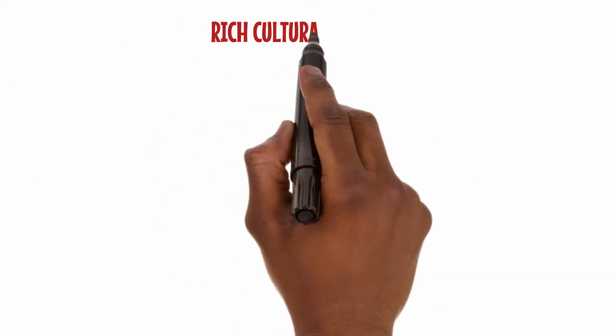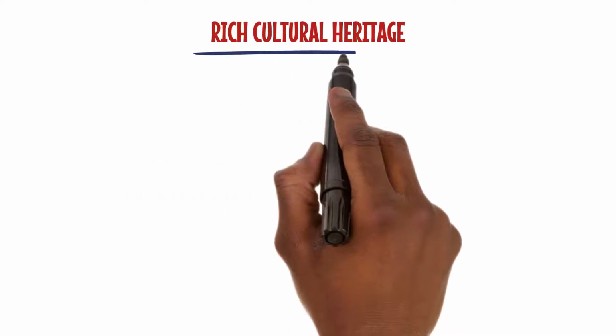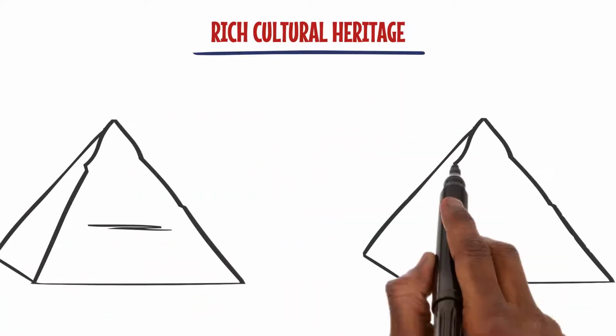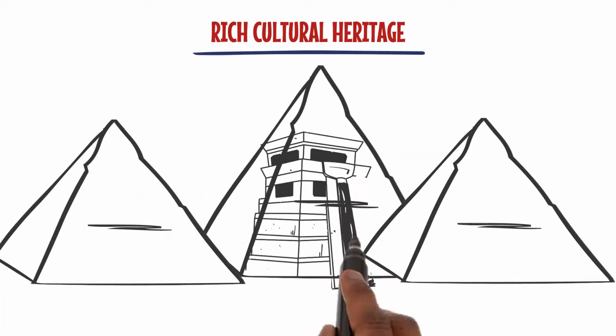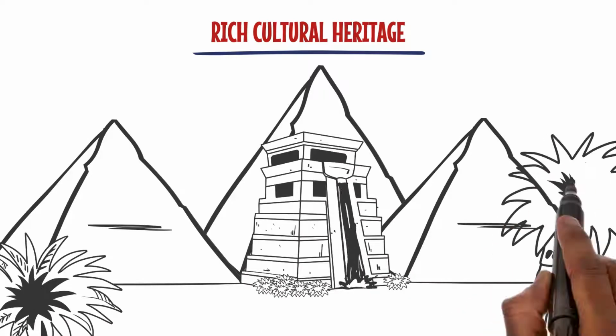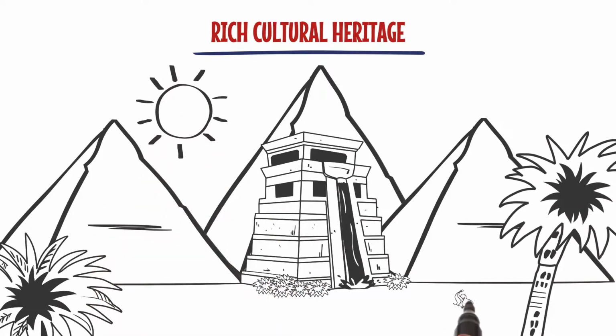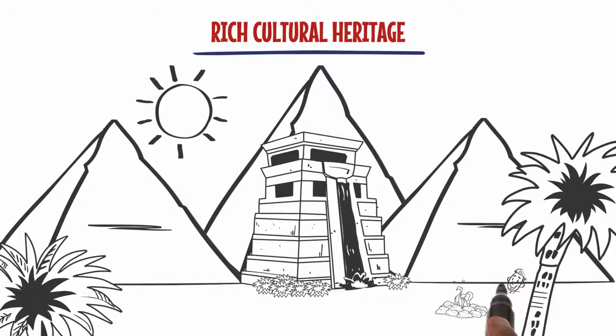Imagine the impact of agriculture on our society. It not only fed our bellies but also gave rise to complex social structures and civilizations. Ancient civilizations like the Indus Valley, Mesopotamia, and Egypt flourished, leaving behind rich cultural heritage.